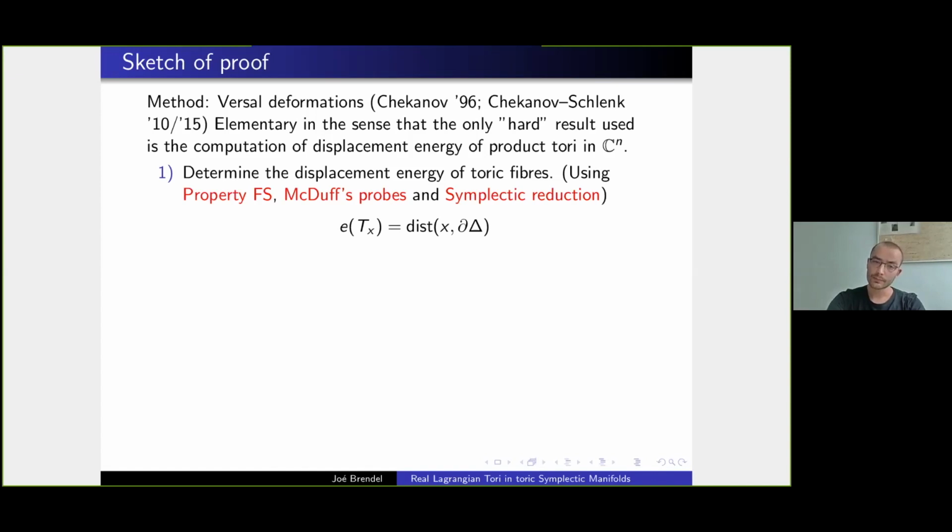And to get an upper bound on the displacement energy, I use probes, basically Biran-McDuff's method of probes. And this is where the property Fs that I talked about comes in, because it is actually used to show that all of the points are probe accessible, which is not always guaranteed. This is where it comes in. And the lower bound is actually proved by symplectic reduction. And what you get is the following.